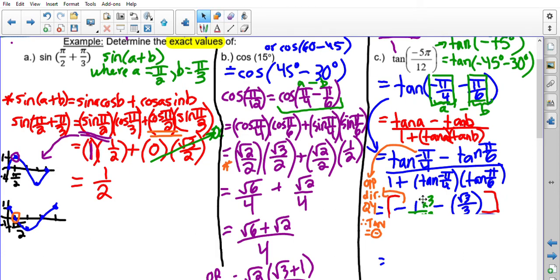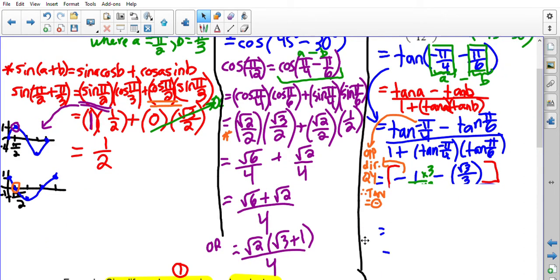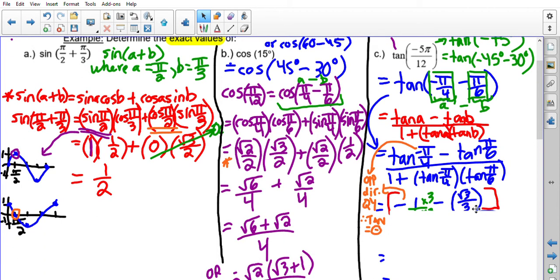All right, so the 1 comes from the special triangle, opposite over adjacent. The negative comes from the CAST rule. All right, minus tan positive pi over 6. Positive pi over 6 we're happy to work with over here. Tan of that is opposite over adjacent, so 1 over root 3. And when we rationalize the denominator, that's root 3 over 3.